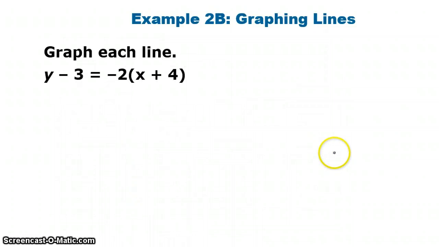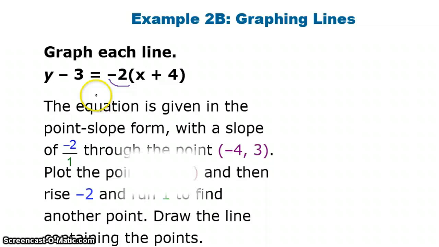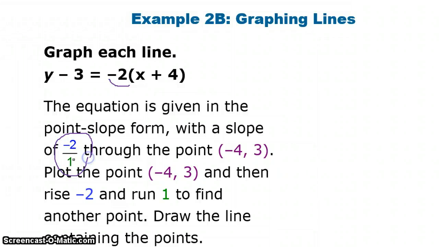Okay, now let's take a look at one that is in point-slope form. Remember we talked about these points and their coordinates and their signs. So we do know that we have a slope of -2, and so we could rewrite that as -2 over 1 if you would like. So you know that you have not a rise really, but you're going to fall 2, and then you're going to run 1.